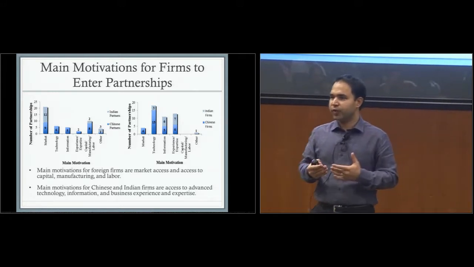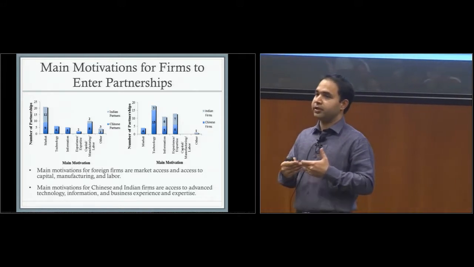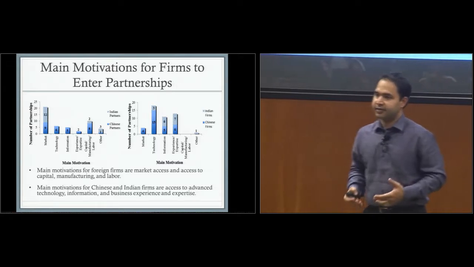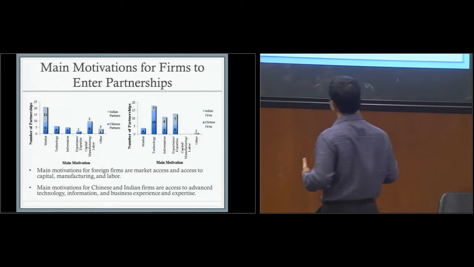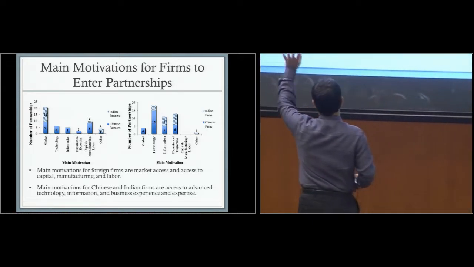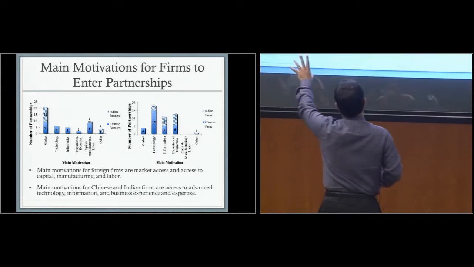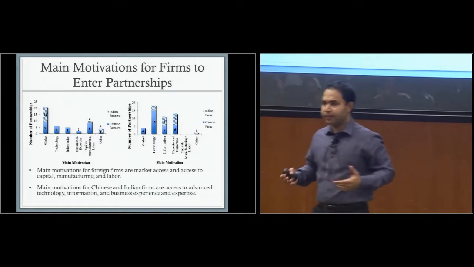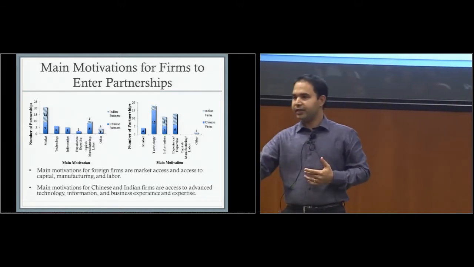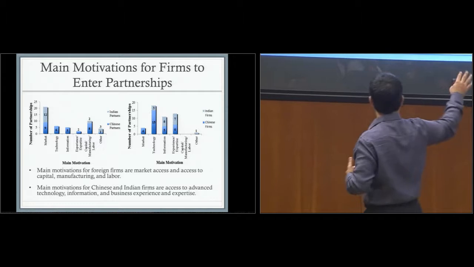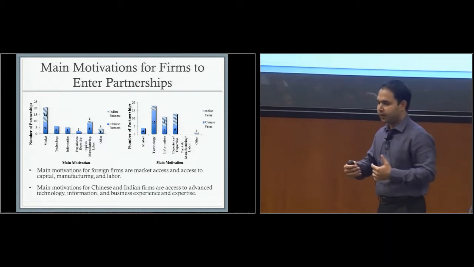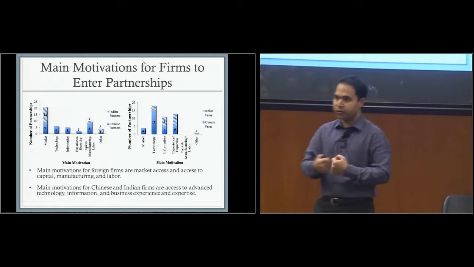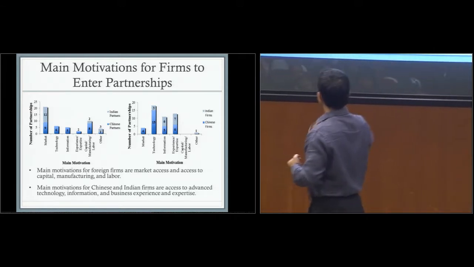So is the motivation to join the partnerships related to market access? Is it related to technology access? Is it related to information access and so on? The chart on the left here is for the foreign companies that are operating in these partnerships, and the chart on the right is for the Indian firms that are part of those joint collaborations or partnerships.